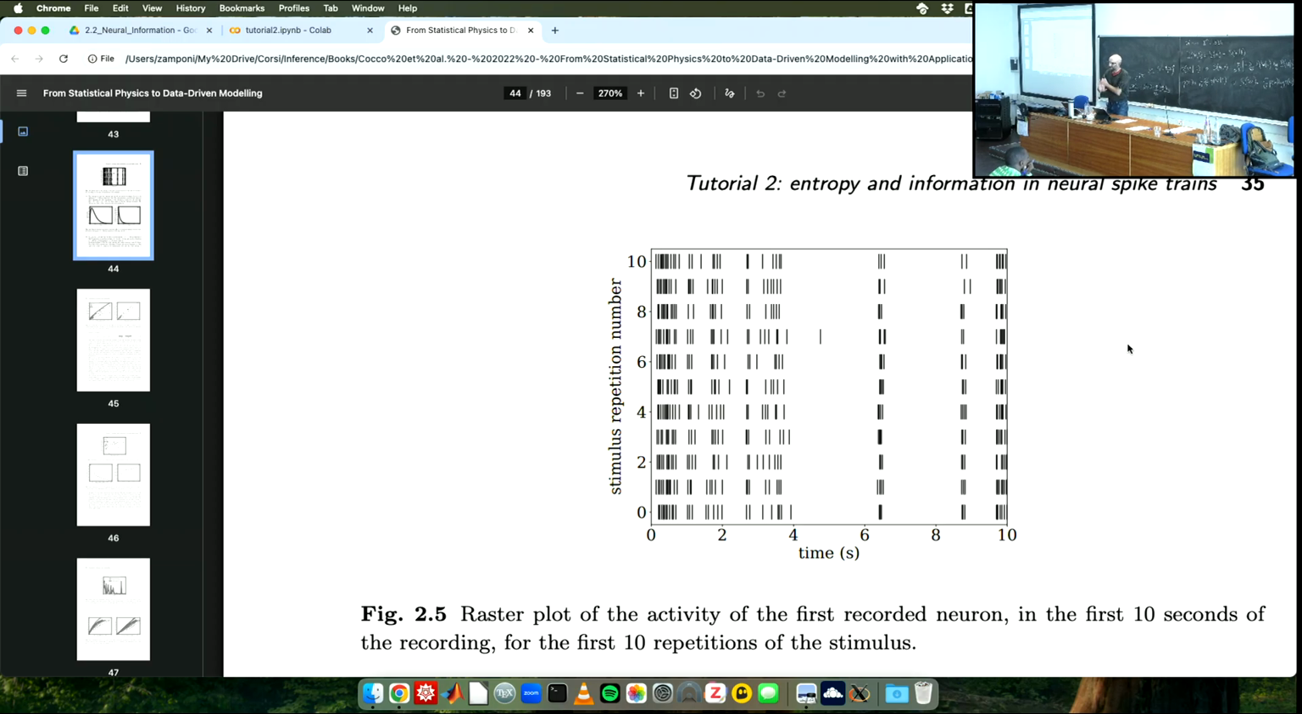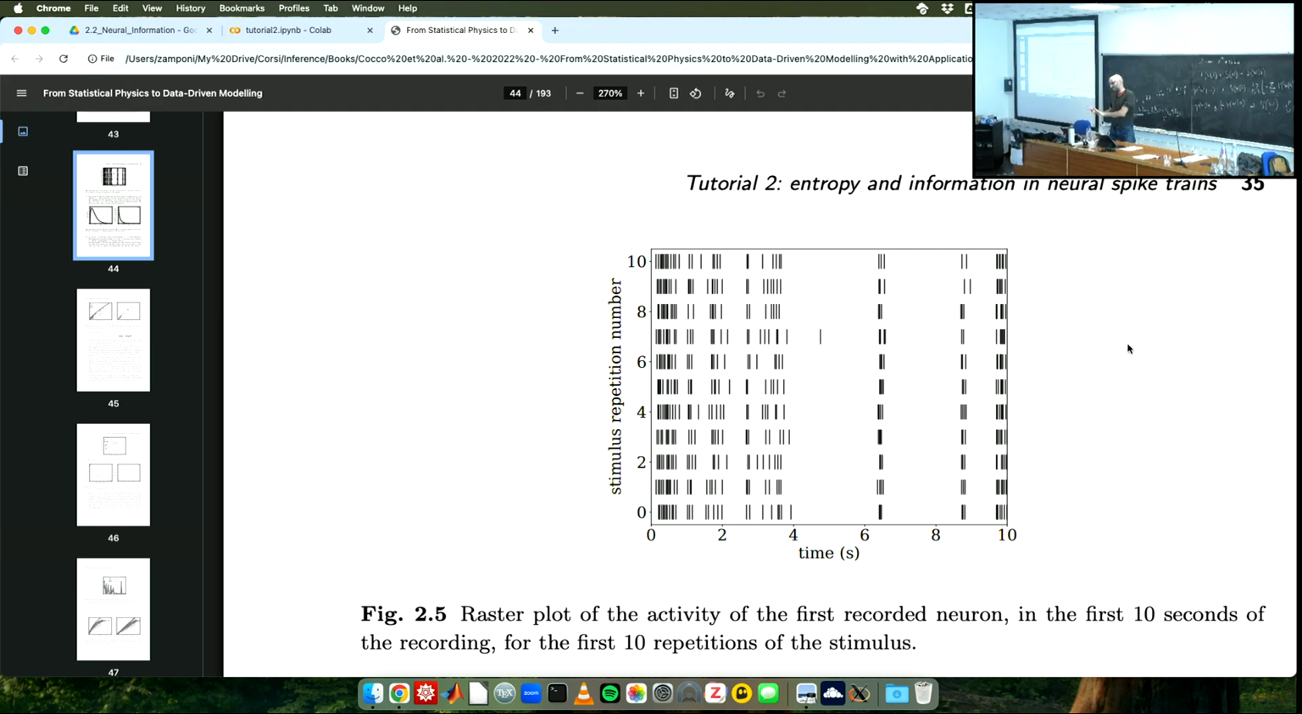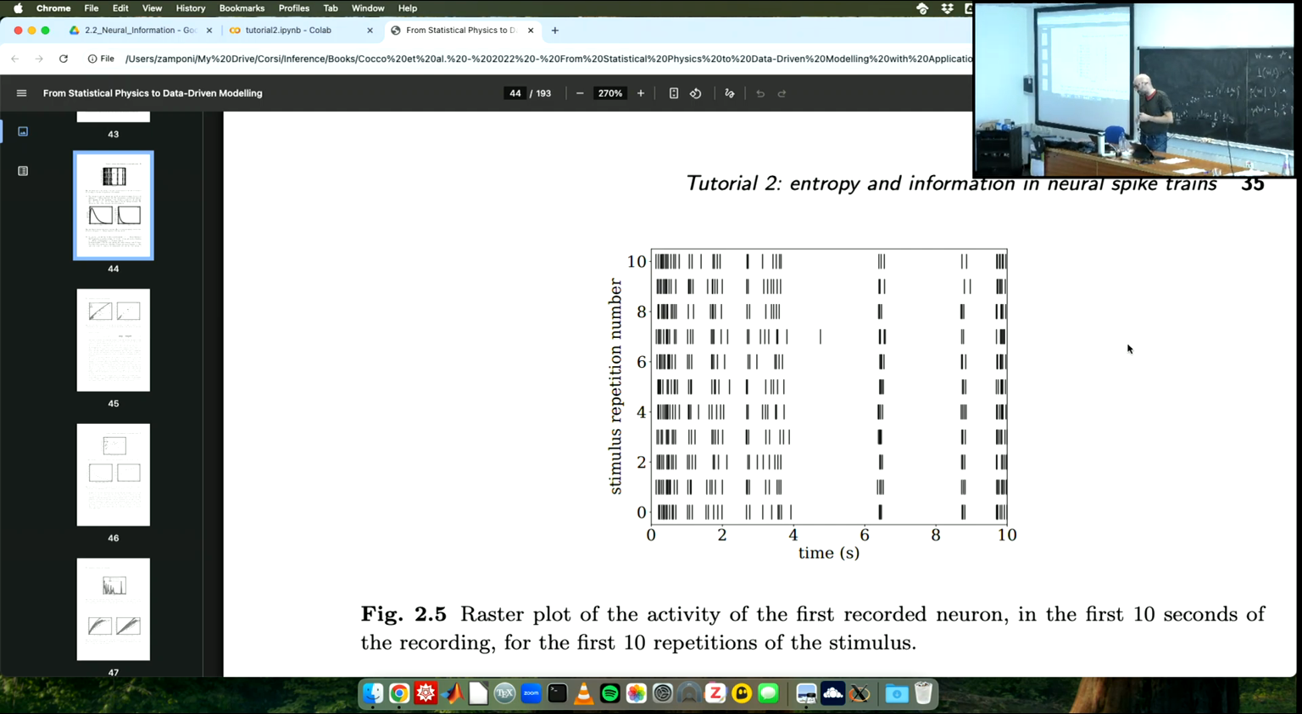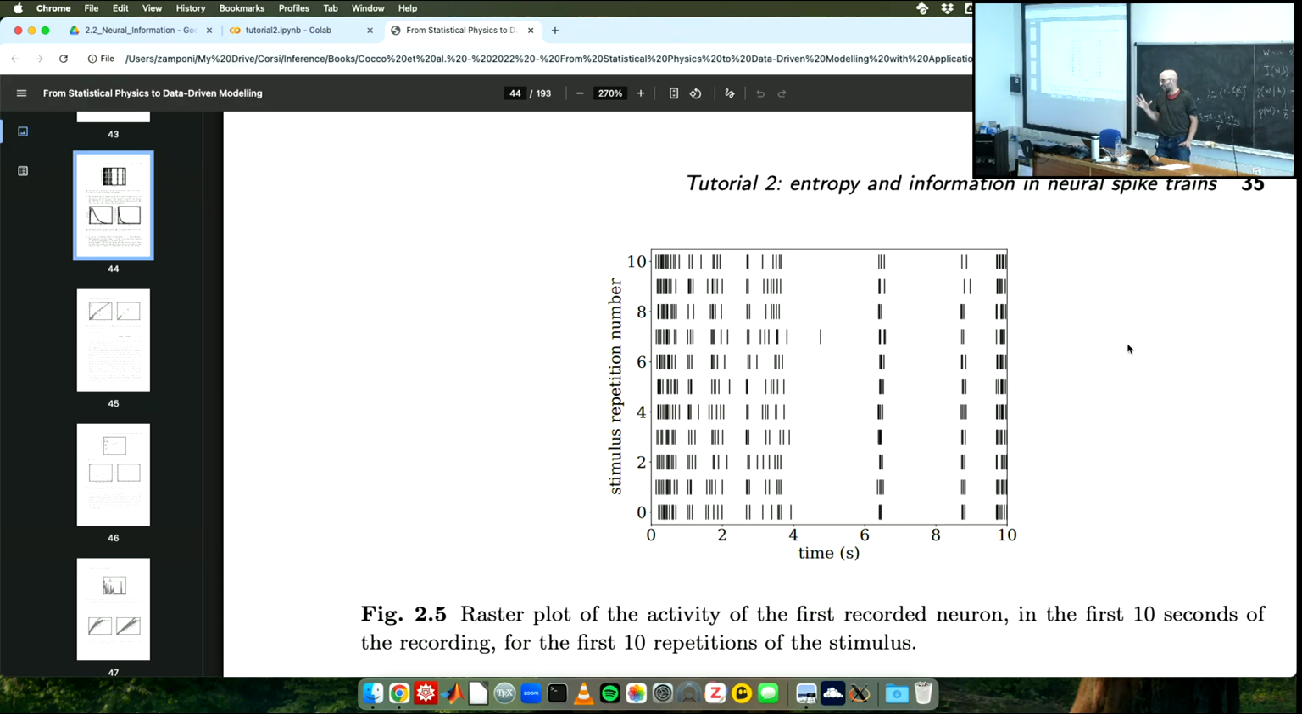Does it answer? Now, what are the biological implications of this? I don't think that I have an answer, but at least it gives you an idea of how hard it is to extract the signal from the noise.